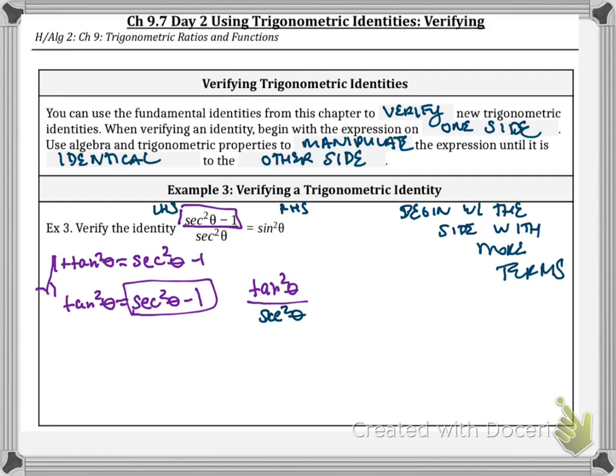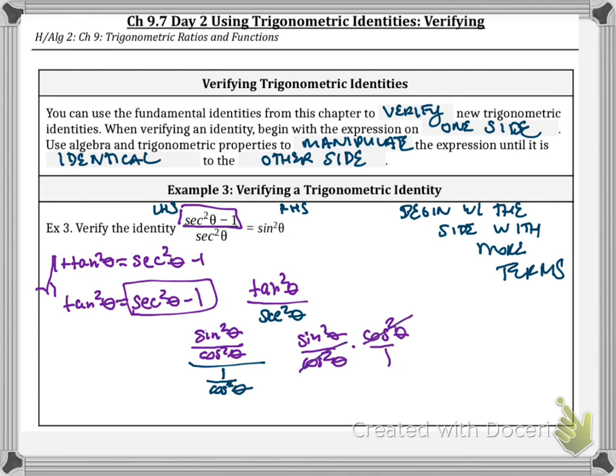So now let's manipulate tan squared of theta. Tan squared of theta is sine squared of theta over cosine squared of theta. Then we have the secant squared of theta. Secant squared is 1 over cosine squared of theta. So now we have a complex fraction, sine squared of theta over cosine squared of theta, and then we're going to divide by 1 over cosine squared of theta, or multiply by the reciprocal. When we do that, we get sine squared of theta, and now this looks exactly like our right-hand side. So this is correct. That's one way to do it.